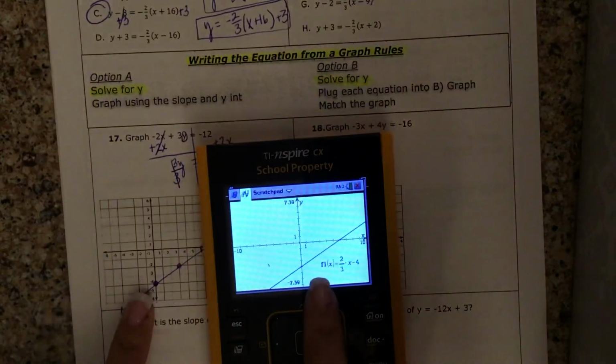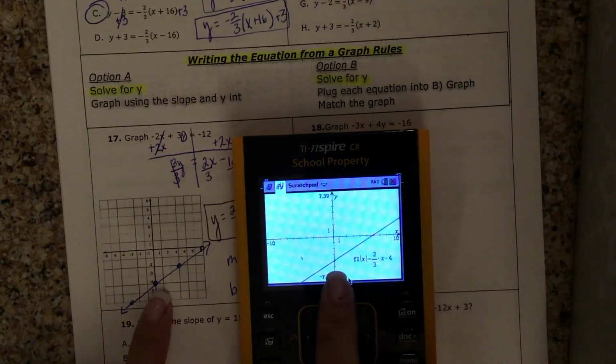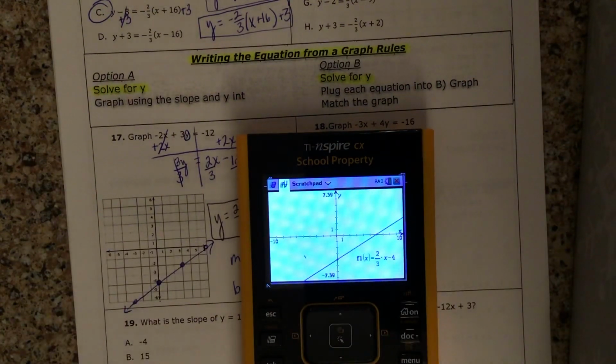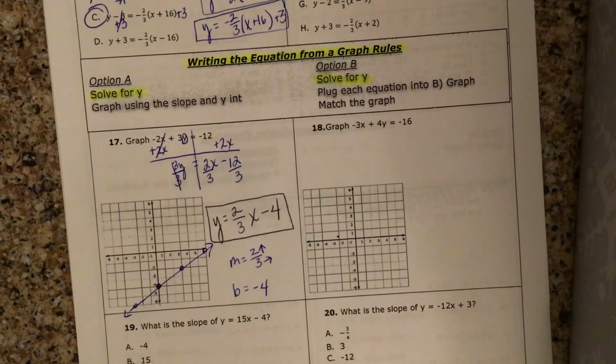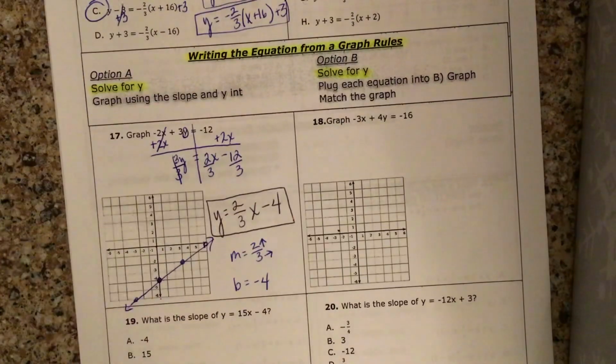So does my graph match the picture of my graph? Absolutely. This had a y-intercept of negative 4, yep. It had a positive slope going in that direction, yep. So you can always check your graph by plugging it in to the graph function in your calculator, very easy. So try number 18, same idea. We have to solve for y first, no matter what, every single question. If y is not by itself, we need to solve for y.